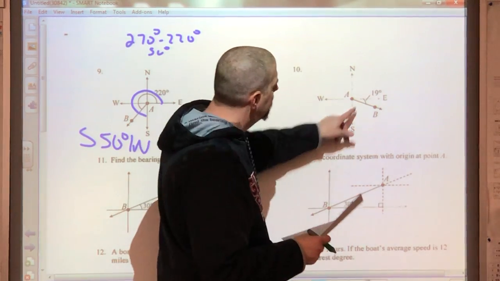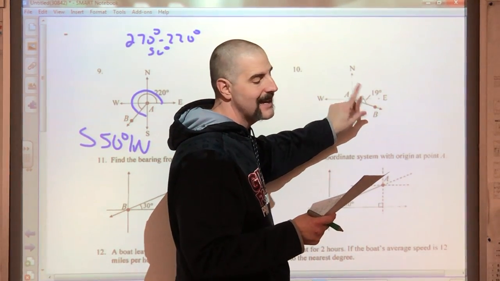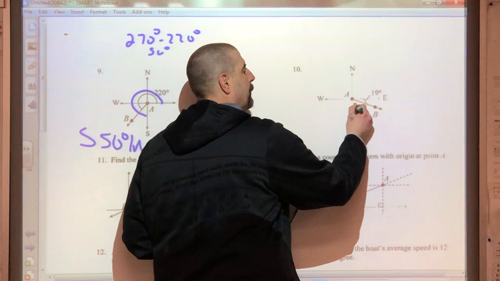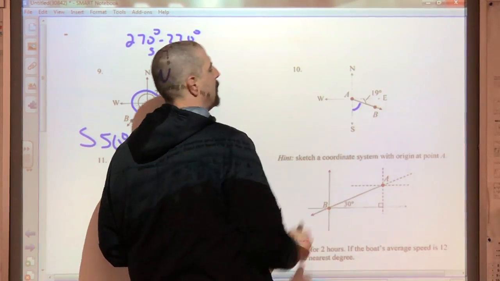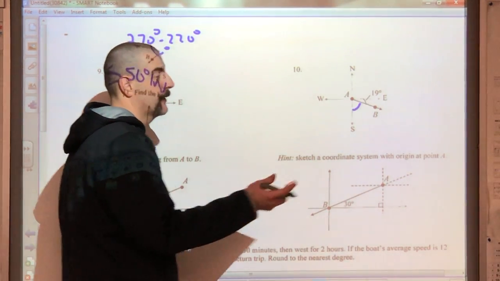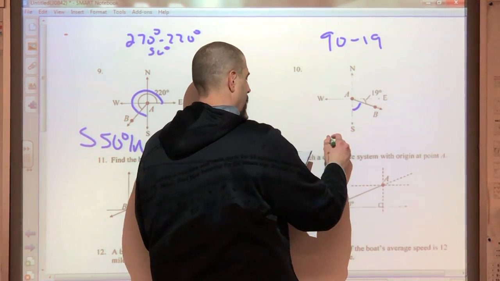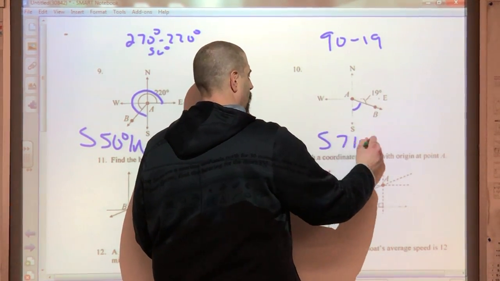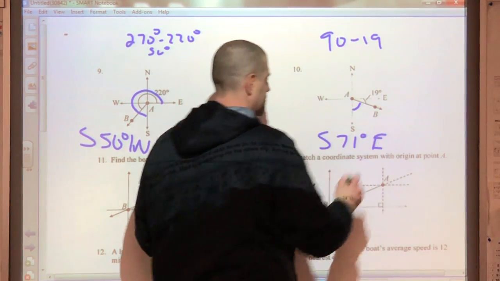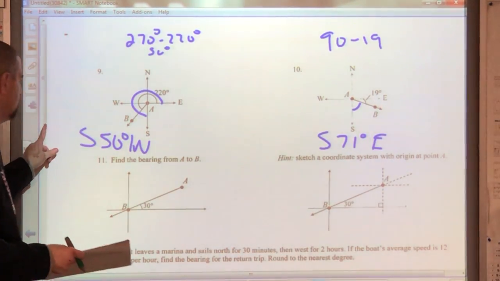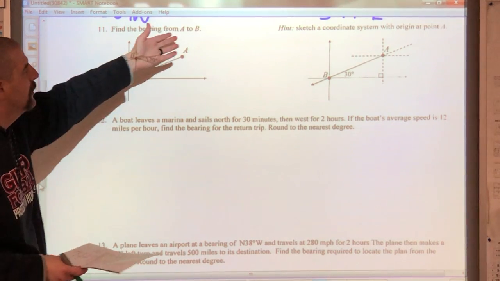Over here, this says 19, so you would think it's 19. It is not. Remember, bearing is from the north-south line. We need that blue angle. So to do that, you're going to take 90 minus the 19, so you're going to get the following. South 71 degrees east, okay? South 71 degrees east.